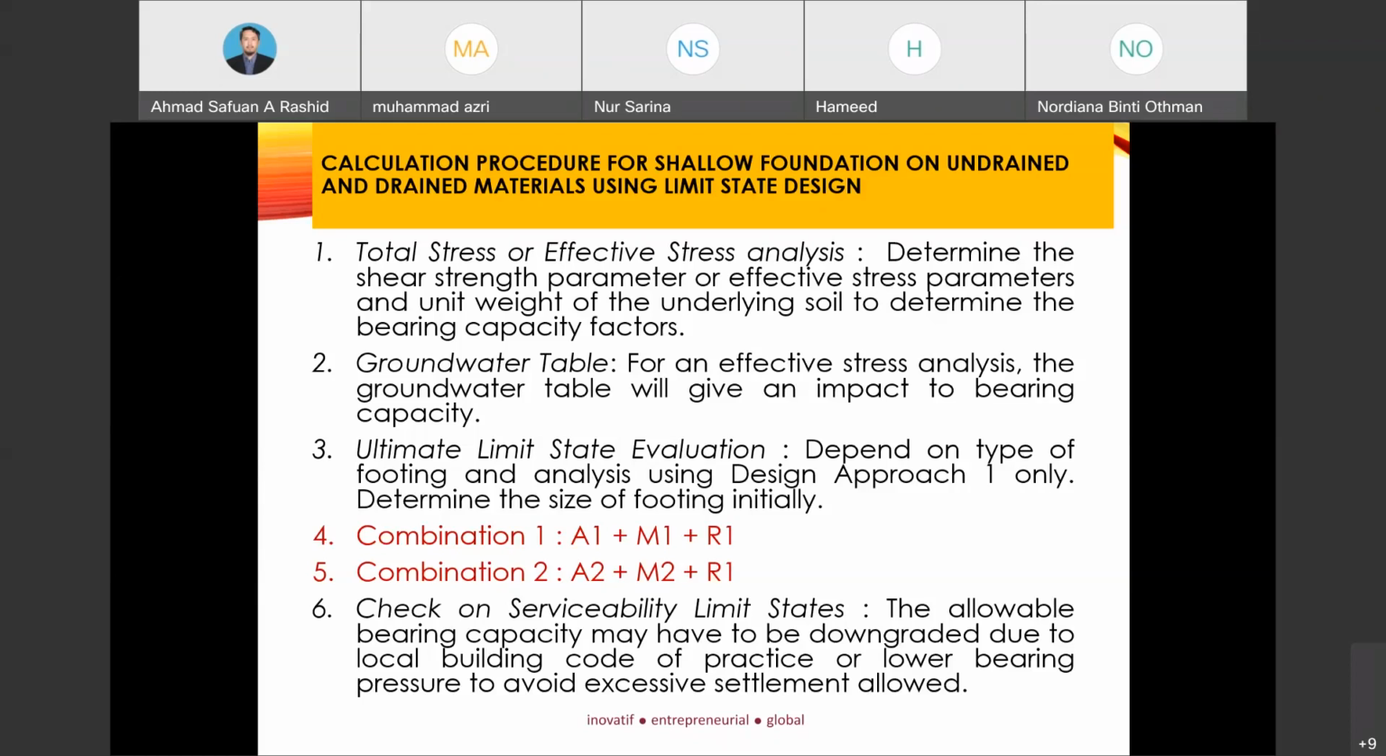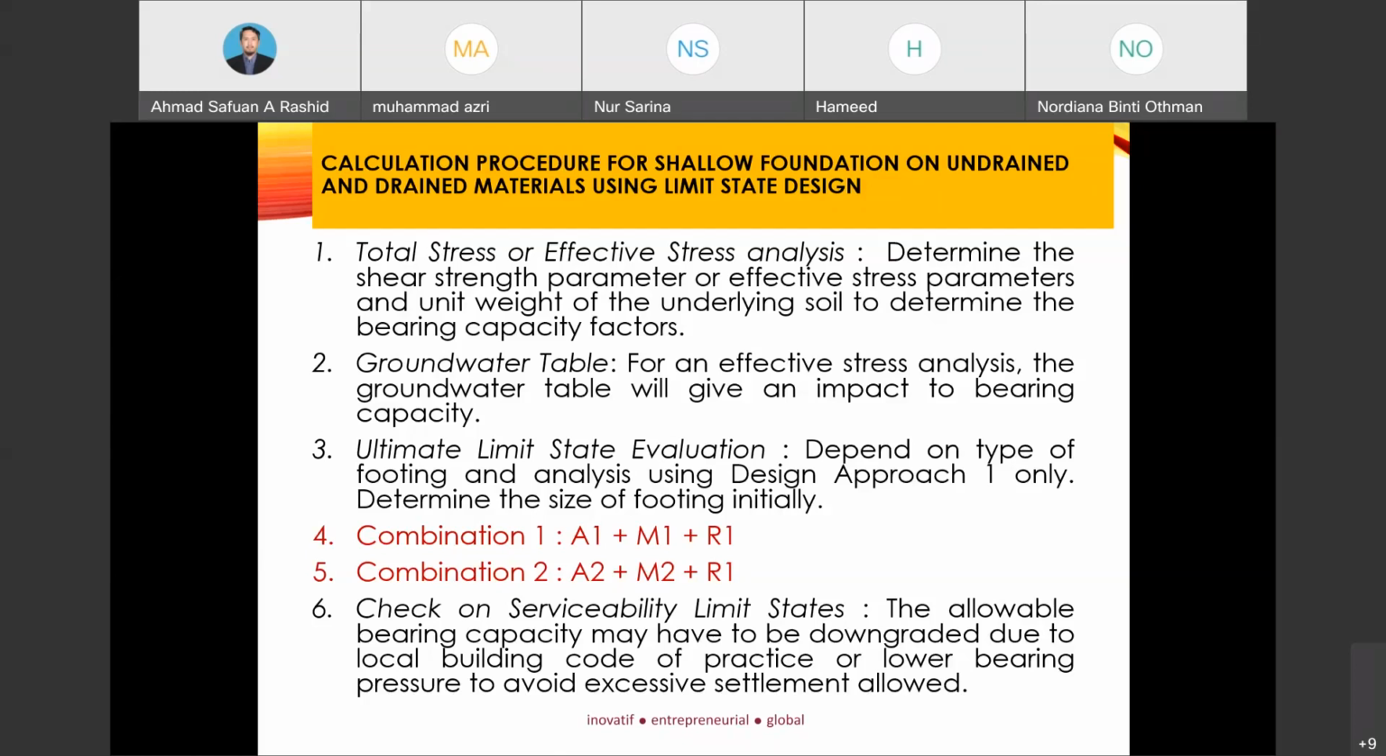So the ultimate limit state evaluation depends on the type of footing analysis, using Design Approach 1 only. Determine the size of the footing initially. So this is the procedure. Check the combinations of A1, M2 and R1, and the combination of A2, M2 and R1. The last is to check stability and the serviceability limit state.